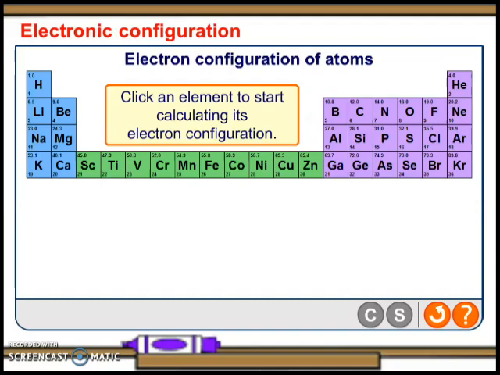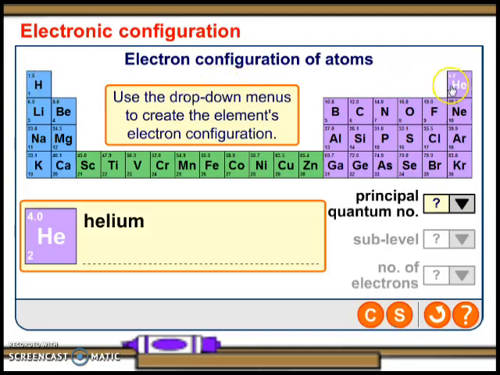This time, let's have a practice. Write the electron configuration of the following elements. Number 1, hydrogen. 2, helium. 3, lithium. 4, beryllium. 5, boron. 6, carbon. 7, nitrogen. 8, oxygen. 9, fluorine. And number 10, neon.